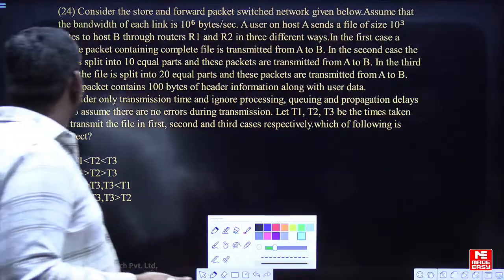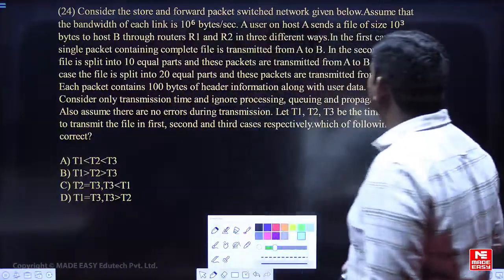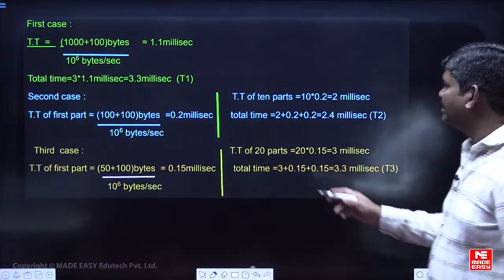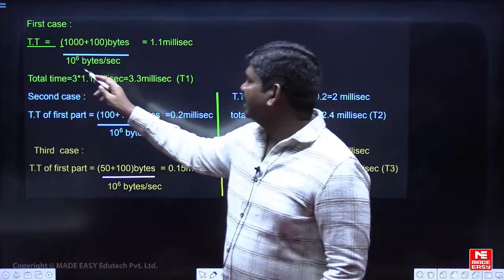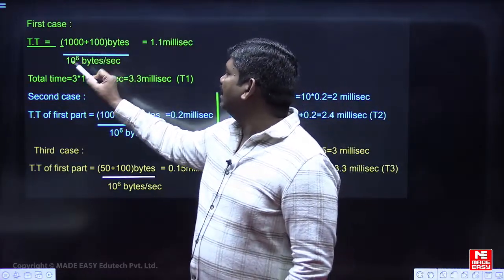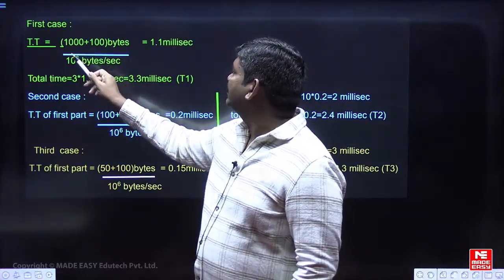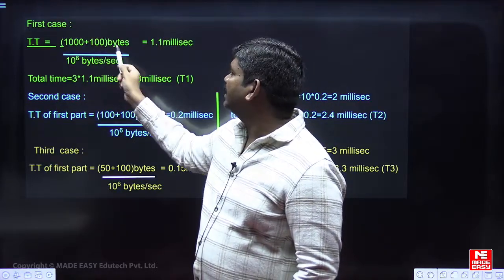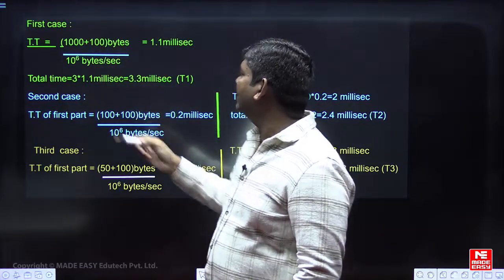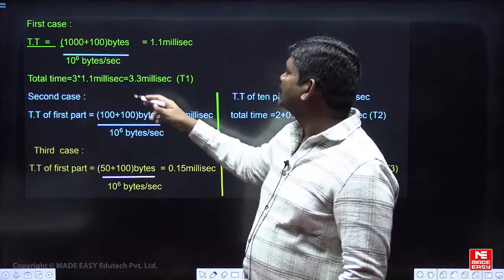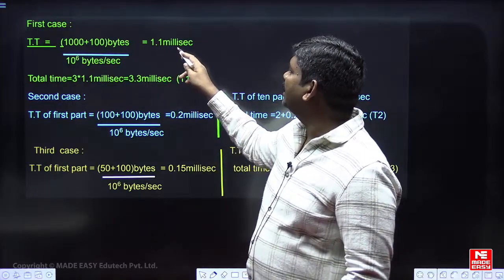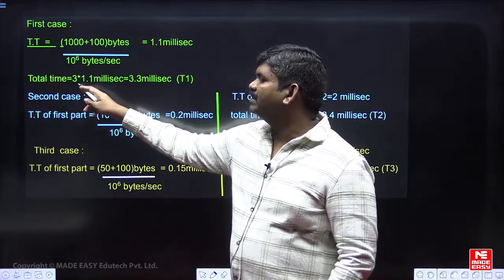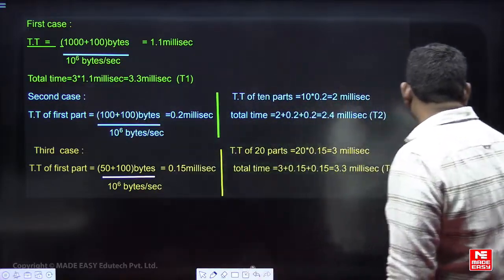Now you see they have given all these values. Since time is running short, I am just giving all the values. See the first case. You can observe that the 1000 bytes you are transmitting, where 100 bytes is the header. Given bandwidth is 10^6 bytes per second, so the transmission time will be 1.1 milliseconds. And why multiplied by 3? Because there are 3 hops.